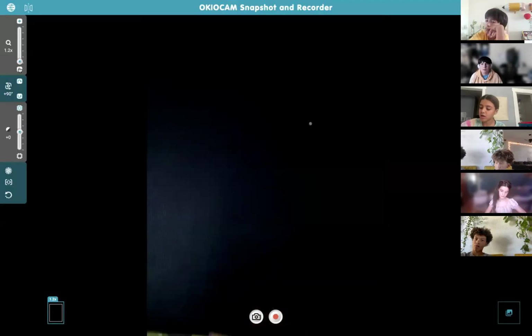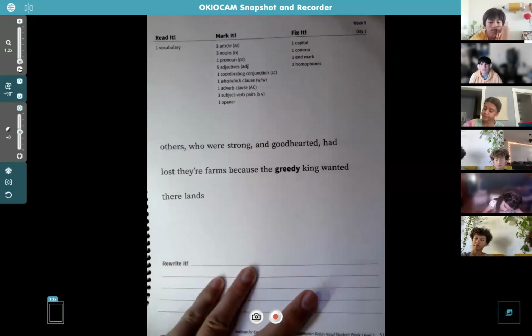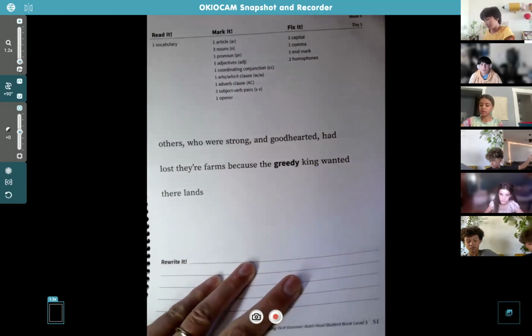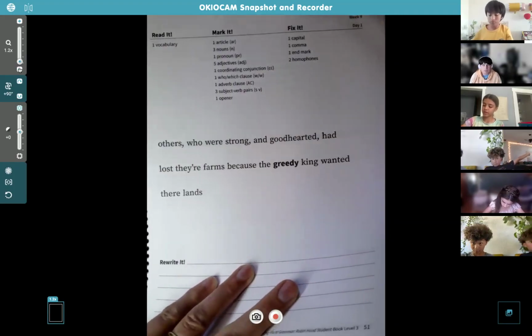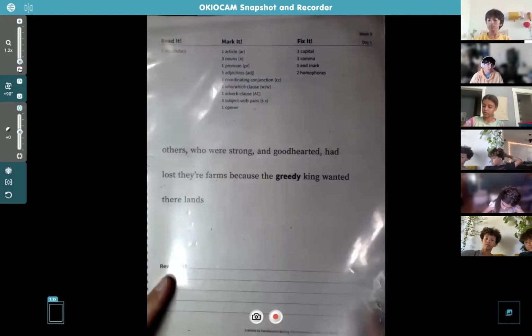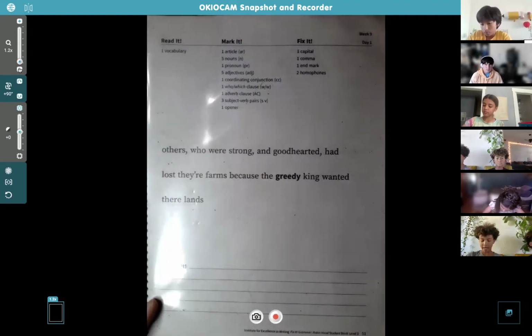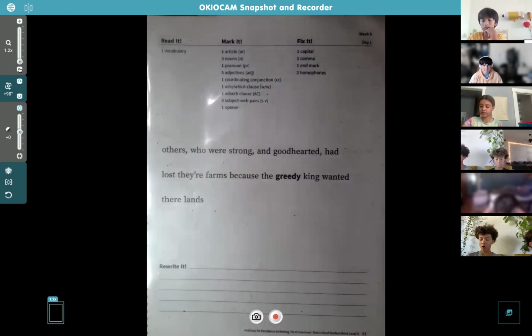That's good. Go to 51 and I'm going to have Ryan go ahead and read the sentence today. Others who were strong and good-hearted had lost their farms because the greedy king wanted their lands. Good. Nice reading. So greedy, we pretty much know about greedy.